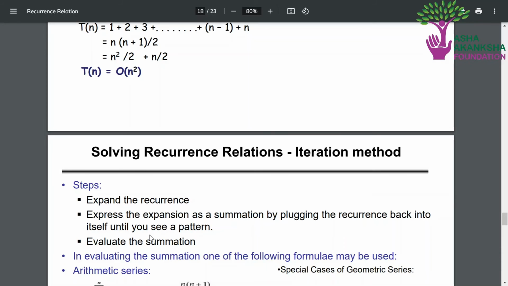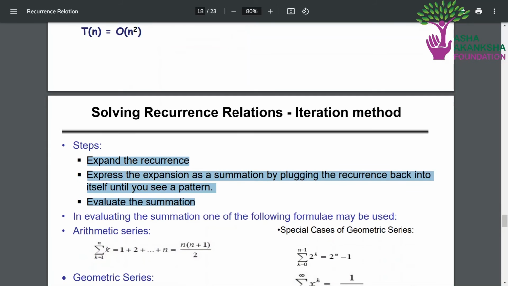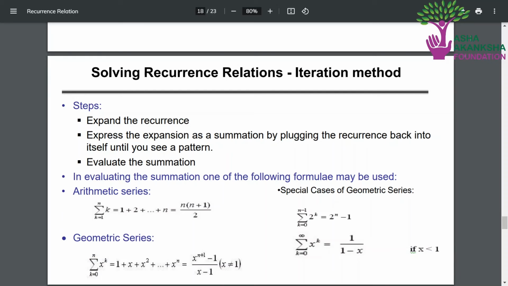We'll generalize what we have been doing till now in a few examples, and we will generalize this in a few steps, and you will follow these simple steps to find the time complexity using the recurrence relation. So the steps are: you have to expand the recurrence, and after expanding you have to express the expansion as a summation by plugging the recurrence back into itself until you see a pattern, and after you see the pattern you have to evaluate the summation.